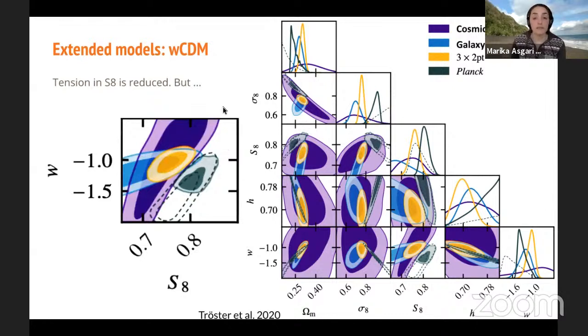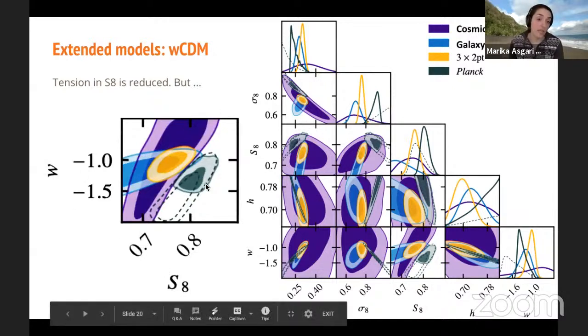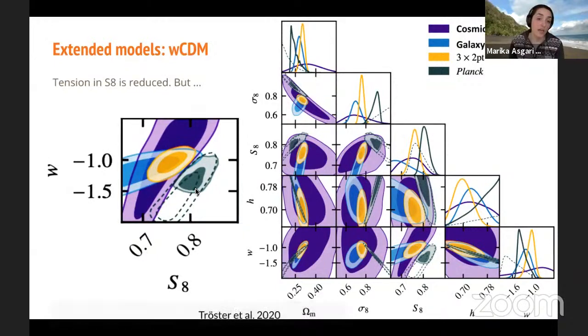But if you look at another panel, for example, w versus S8, you see that the two contours, the orange and the gray, are still separated from each other. And this is about 3 sigma or so. So all it's done is to move the tension from one parameter to another one, basically.